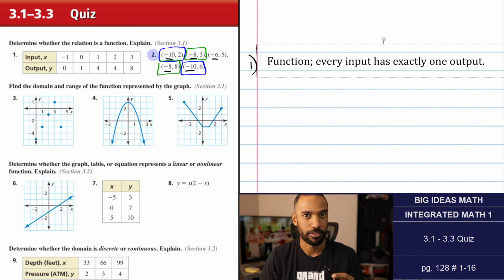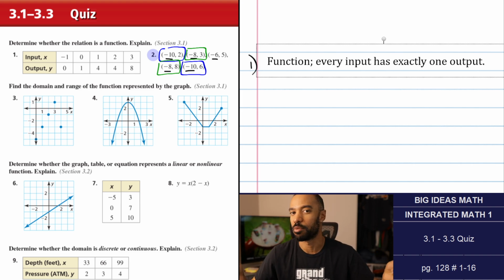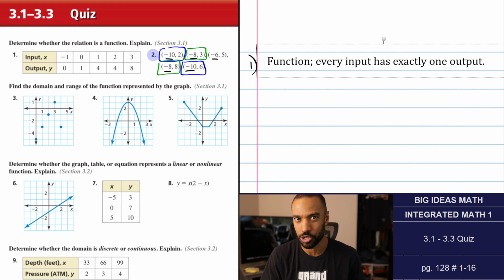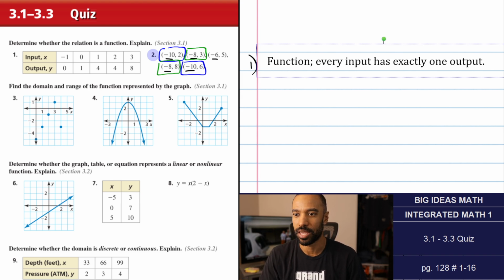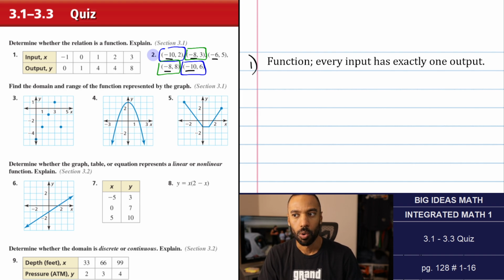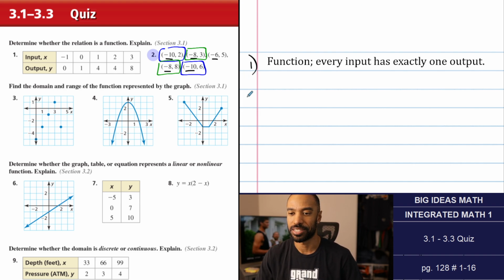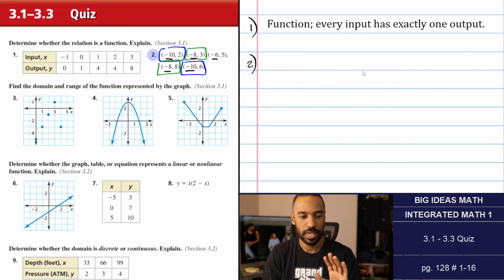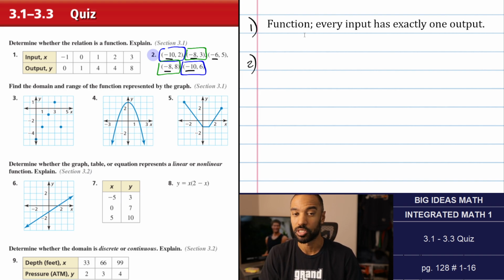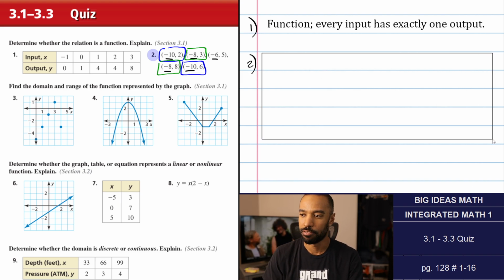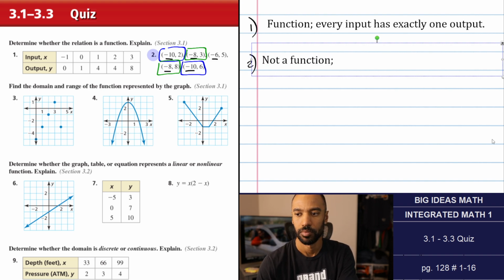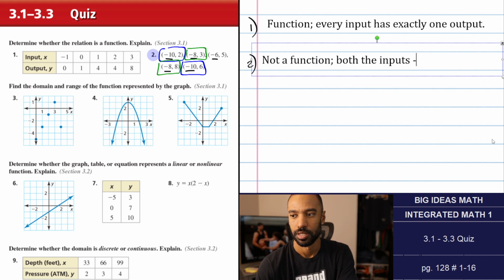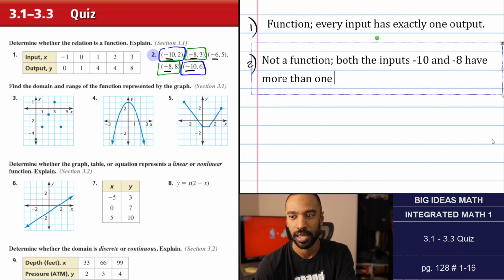There are two different sets of inputs that have more than one output, which is an issue, basically. And those are the representations, whether it is a list of ordered pairs or a table, that when you see that you say no good. Now I want to say a few more things on that before we move forward, because we might not be able to talk about that again afterward. So not a function. Both the inputs, -10 and -8, have more than one output.